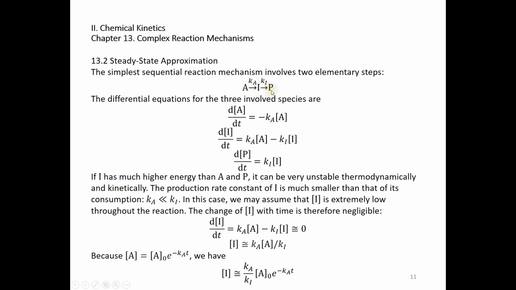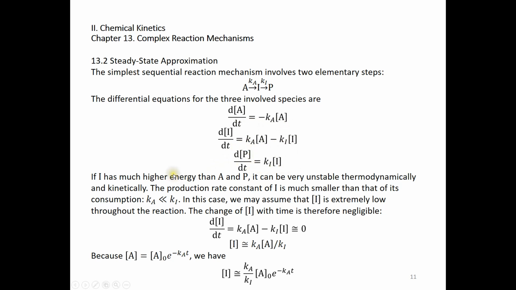Since we have three species involved in the mechanism, we can write out three differential equations. dA/dt is negative k_A[A], d[I]/dt is k_A[A] minus k_I[I], dP/dt is k_I[I].